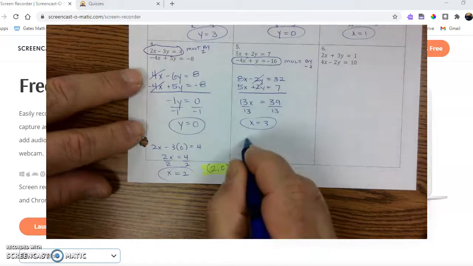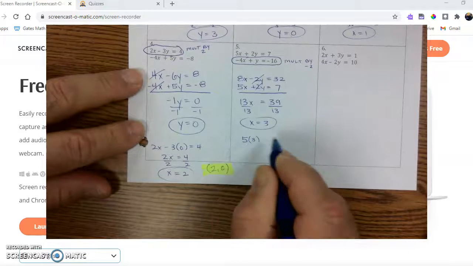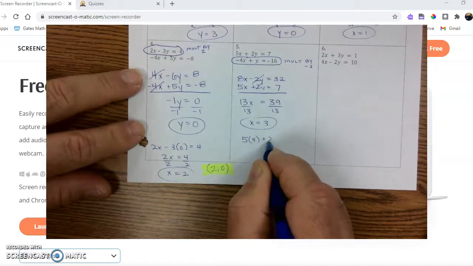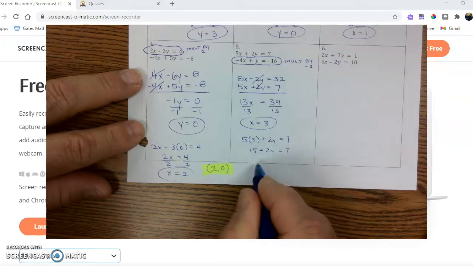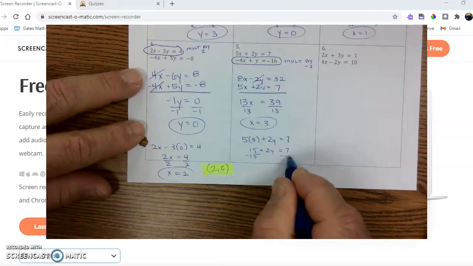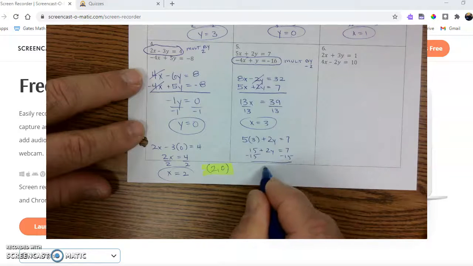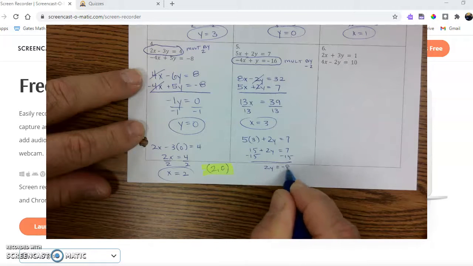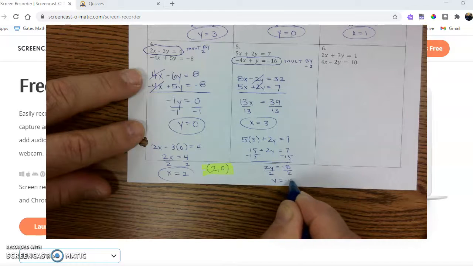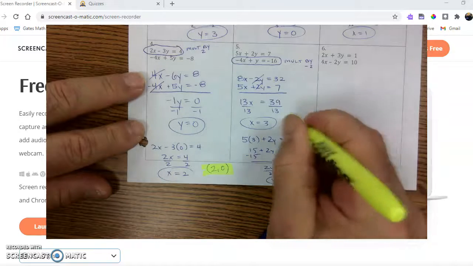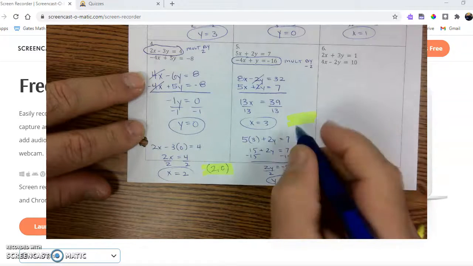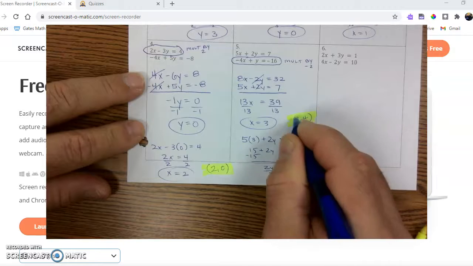Plug it back into either equation. I'm going to plug it in the top one. 5 times 3 plus 2 times y equals 7. 15 plus 2y equals 7. Subtract 15 from each side. 2y equals negative 8. Divide by 2. Y equals negative 4. So, my answer to this problem is 3, negative 4.